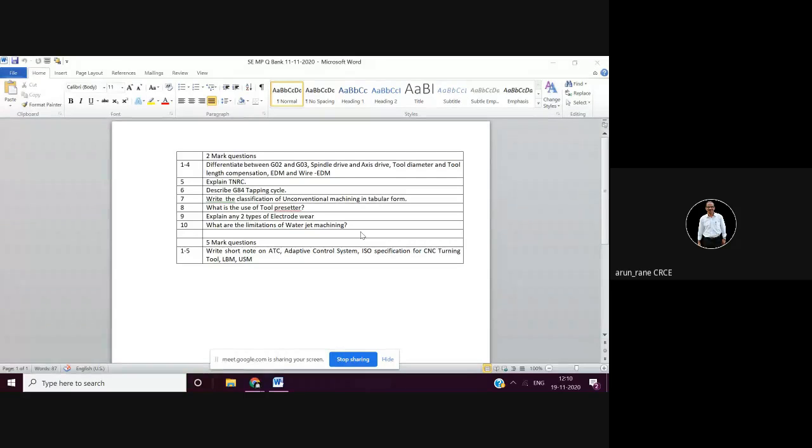And then you can conclude it. Whenever the production is very fast, that advantage you can write in the conclusion. It is a good practice to write the introduction, then the main body, followed by the conclusion. In spite of having limitations, since the production speeds are very high, water jet machining is used in construction.